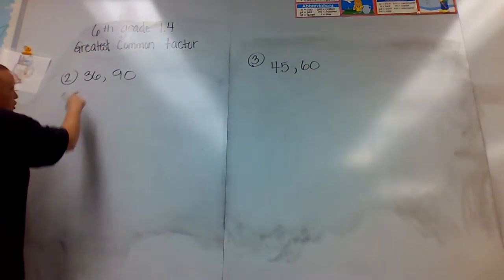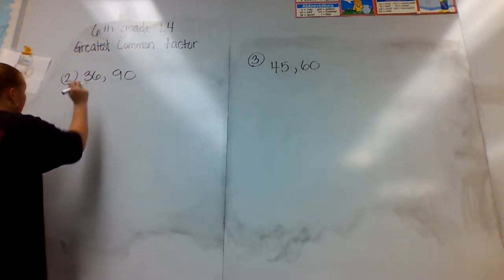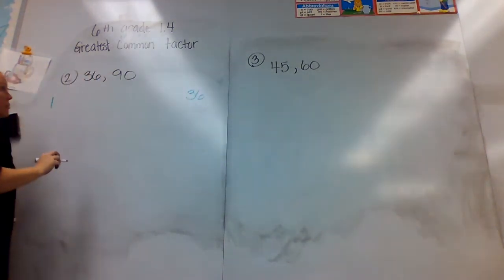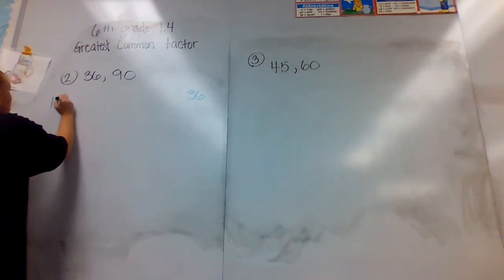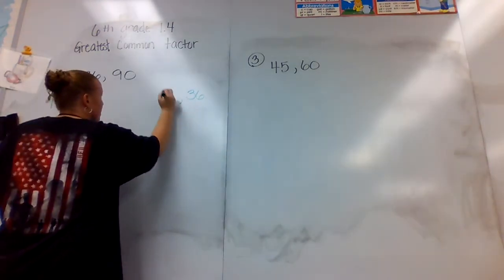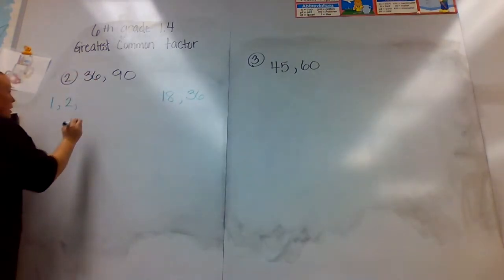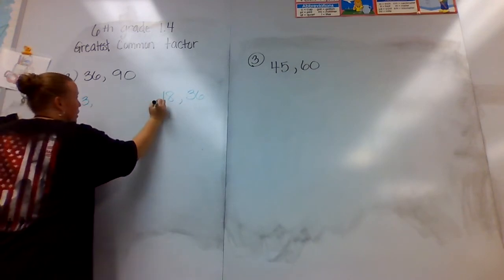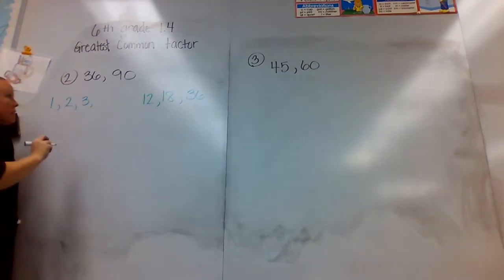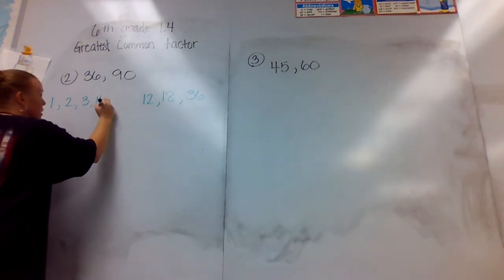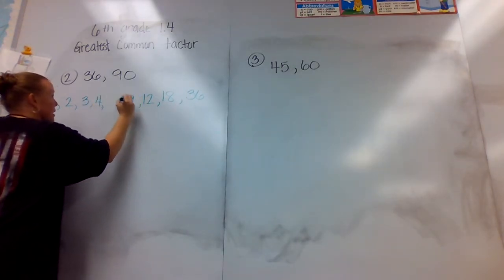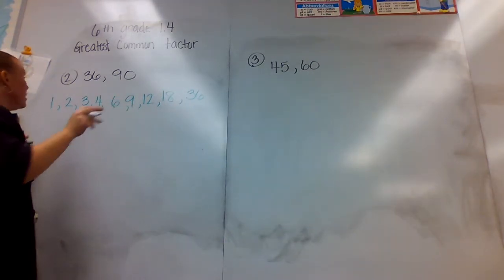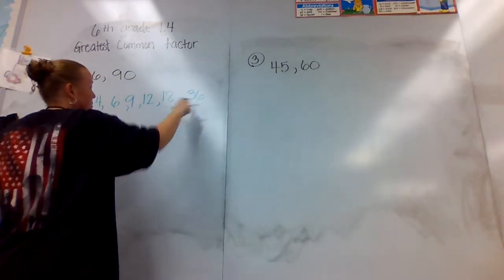So for number 2, because number 1's already done for you, we're going to make 36. So we know that 1 times 36 makes 36, okay? We know that 2 times 18 makes 36. We know that 3 times 12 makes 36. 4 times 9, and 6 times 6, same number, we don't need to write it twice, okay? So these are our numbers that make up 36, okay?